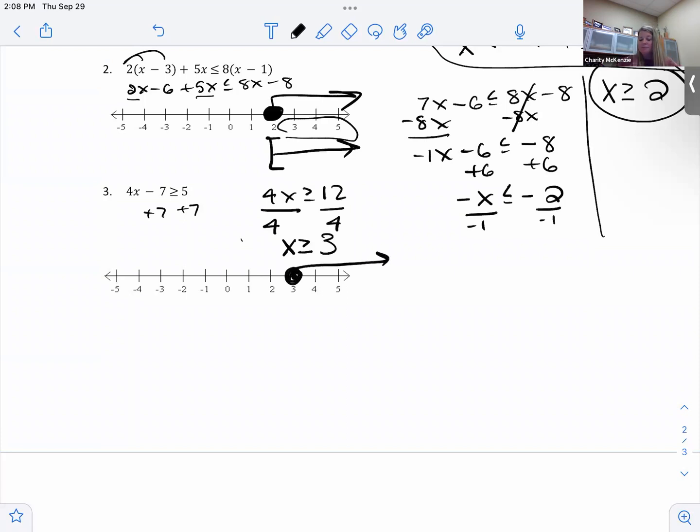Okay, this one's pretty easy to do our check with because it's an easy function, right? So a number under there, maybe 4 or 5. So 4 times 4 minus 7, is that greater than or equal to 5? Okay, so 4 times 4 is 16. 16 minus 7 is going to give me 9. So 9 is greater than or equal to 5, and that is a yes. So this is true, right? It worked.